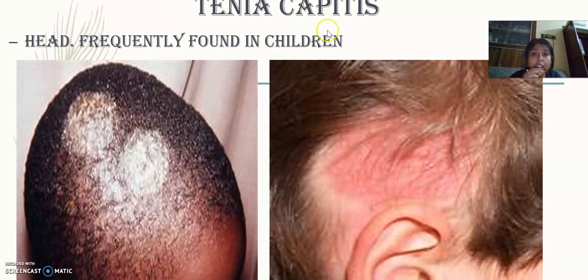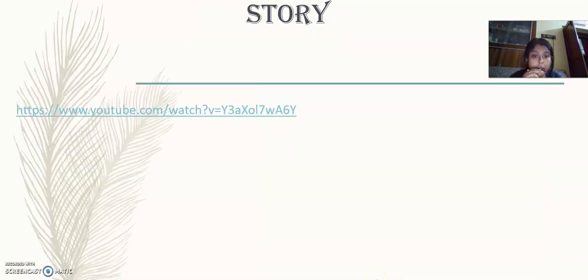Again, I move on to Tinea Capitis. See, head, frequently found in children. Red colored zone, you get to see, which has become a white colored patch. So this is your Tinea Capitis. Okay. So let's move on.